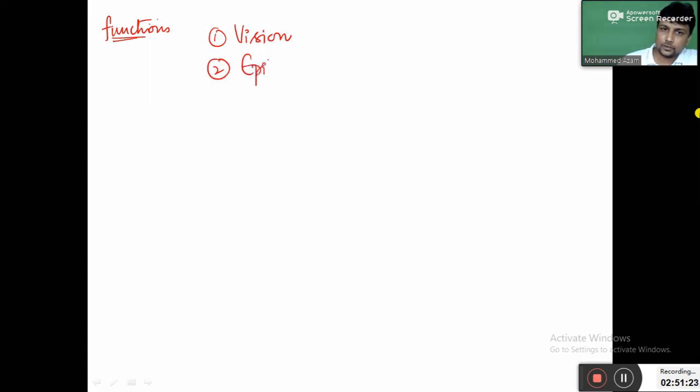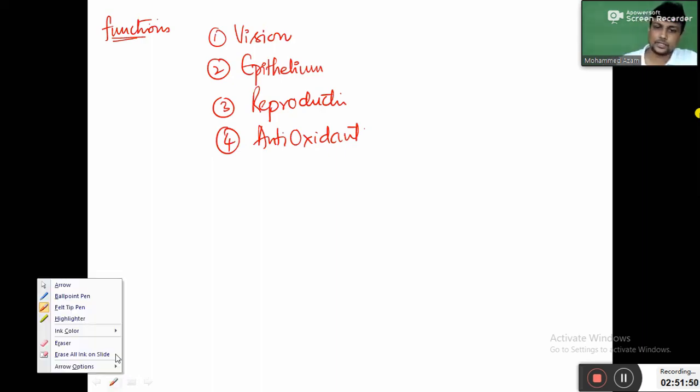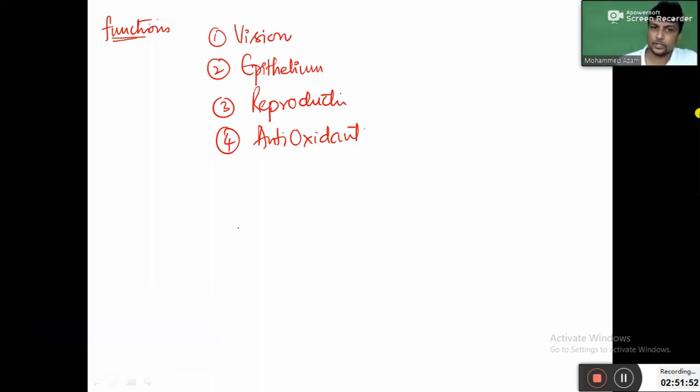Number 2, vitamin A is also required for proper growth of epithelium. And number 3, vitamin A is also required for reproduction. And number 4, remember, vitamin A is a very good antioxidant. So vitamin A is required for vision, epithelium, then reproduction, and yes, antioxidant. अब कैसे मैं आपको बताता हूँ. Let us learn 2 points which are important here. Why is vitamin A required for vision, sir?